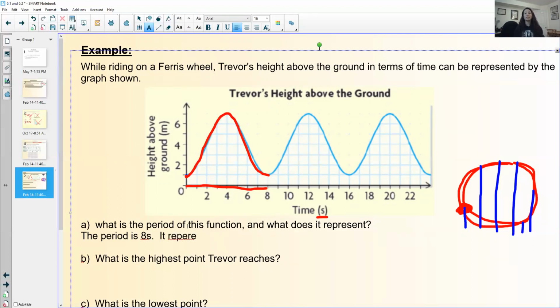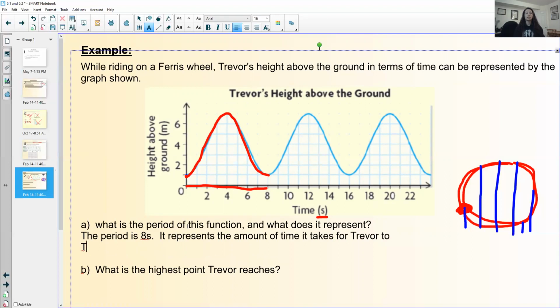It represents the amount of time it takes for Trevor to travel around the Ferris wheel. Okay, so it takes 8 seconds for him to start at the bottom, go all the way around the Ferris wheel, and land at the bottom again.